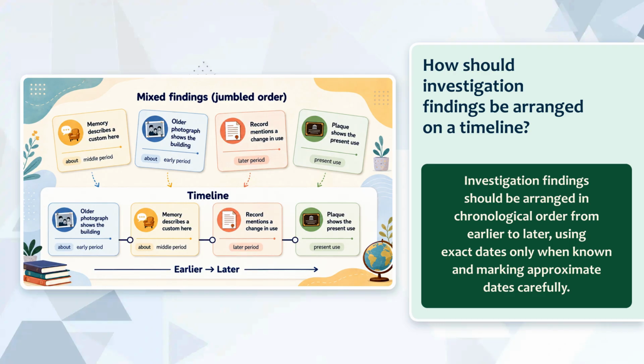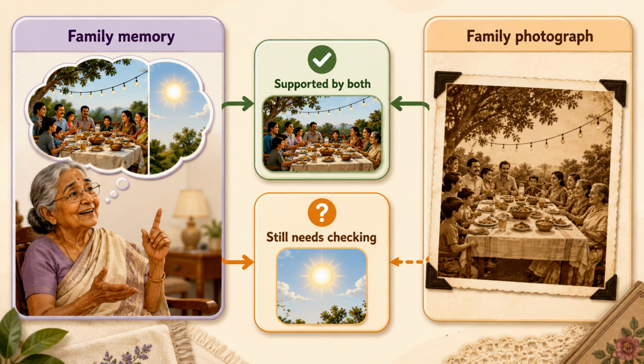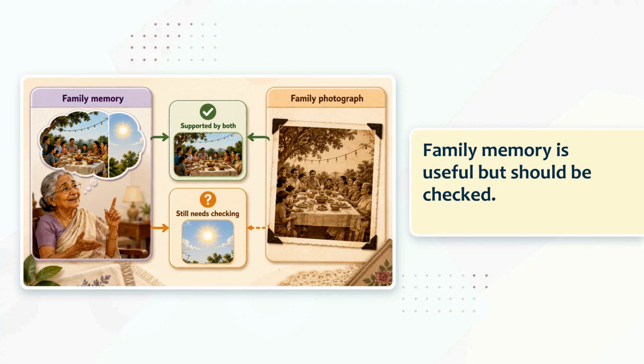Next, we will check a family memory instead of accepting it automatically. Look at the family memory on the left and the photograph on the right. The relative remembers two details, but the photograph supports only one of them. Family memory can therefore be useful evidence, but it should be checked against other available evidence when possible. A detail that cannot be checked should remain uncertain rather than becoming a certain fact. The center boxes separate what is checked from what is not. Family memory is useful, but should be checked.